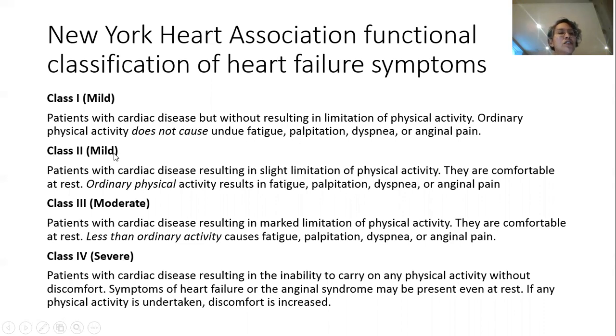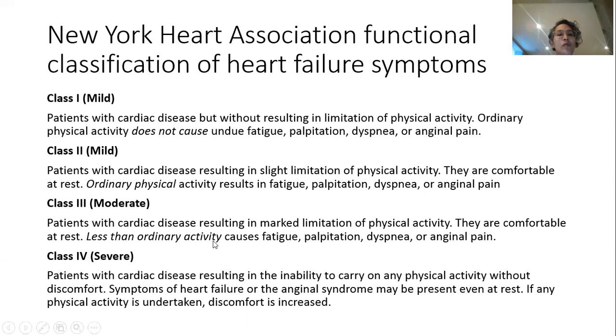Okay, so class 2 is also mild. These are patients with cardiac disease resulting in slight limitation of physical activity. They're comfortable at rest, and ordinary physical activity results in fatigue, palpitations, dyspnea, or anginal pain. The key is that there's slight limitation, and that's the difference between class 1 and class 2. And ordinary activity means nothing terribly strenuous. These are not elite athletes; just walking a little bit faster because you don't want to miss the bus would cause fatigue, palpitations, dyspnea, or anginal pain.